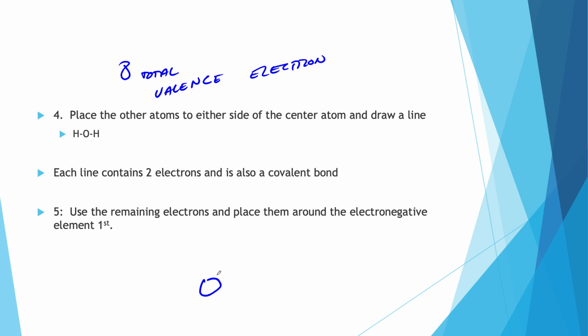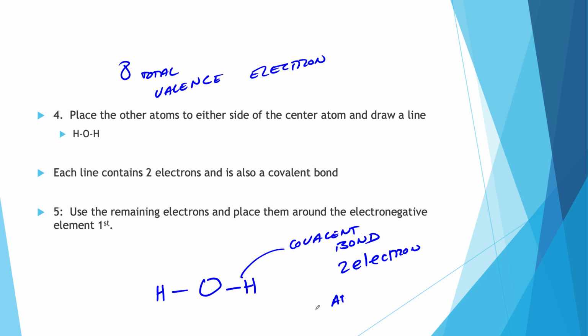And so we've got oxygen. And then we're going to place the hydrogen on either side of the center atom, and we're going to draw a line. So here are the 2 hydrogens, and we'll draw a line in between. Each line is a covalent bond, and it has 2 electrons. Now, a covalent bond is when 2 atoms share 2 electrons. So this is important. When we talk about these bonds between 2 atoms, this is indicating that these 2 electrons are shared between the hydrogen and oxygen.